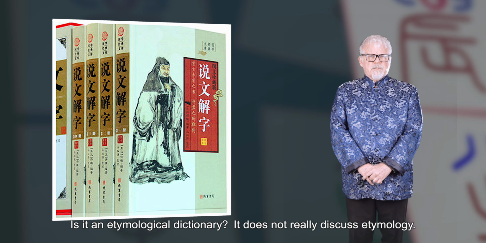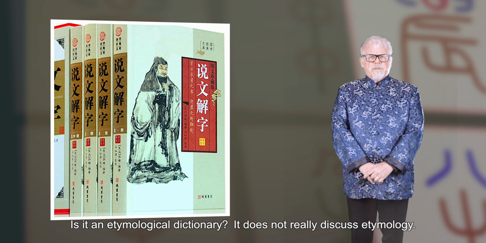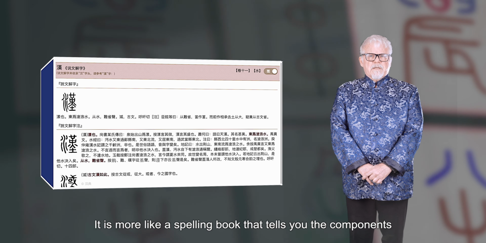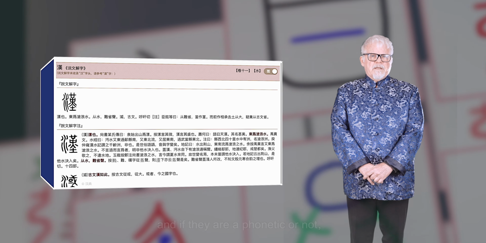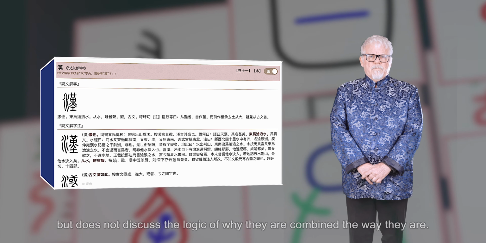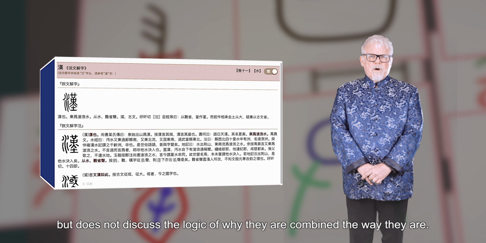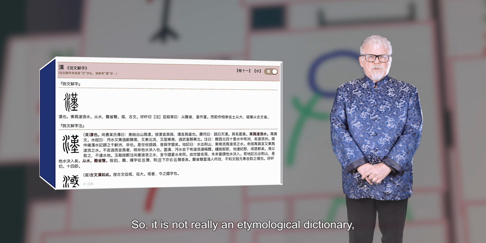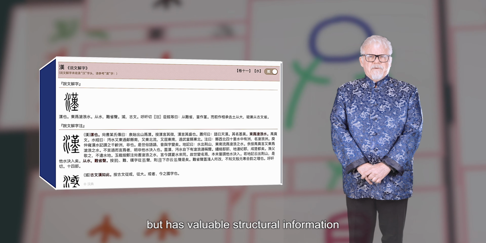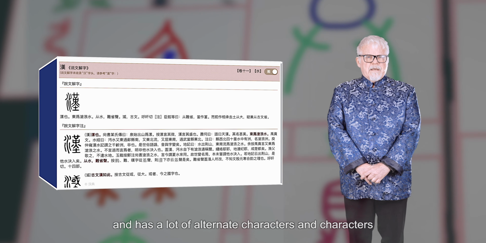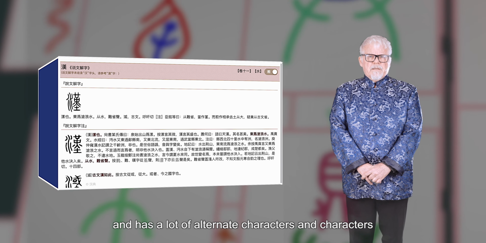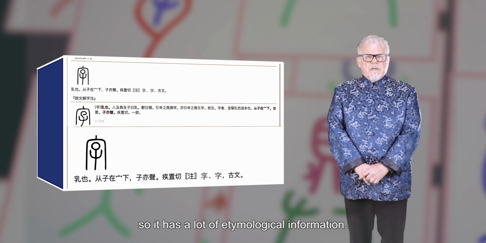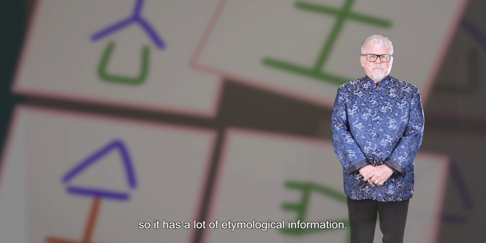Is it an etymological dictionary? It does not really discuss etymology. It is more like a spelling book that tells you the components and if they are phonetic or not, but does not discuss the logic of why they are combined the way they are. So it is not really an etymological dictionary, but has valuable structural information and has a lot of alternate characters and characters which Xu Shen considered to be more ancient. So it has a lot of etymological information.